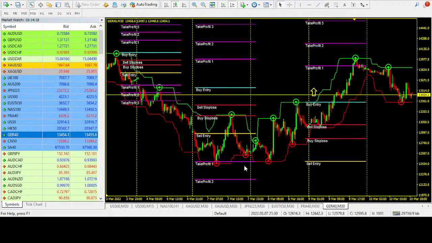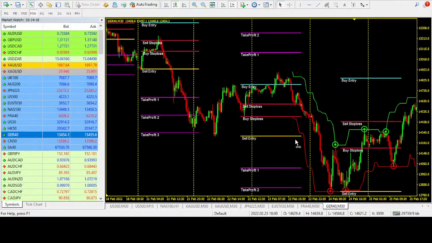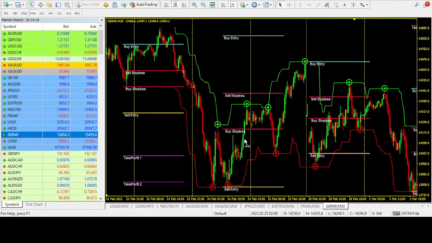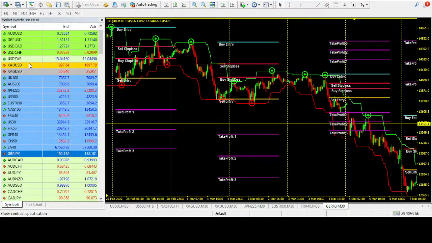Let's see what else is out there. Let's look at maybe two more examples. Let's see, what else can I look at? Let's have a look at, I don't know which other market.